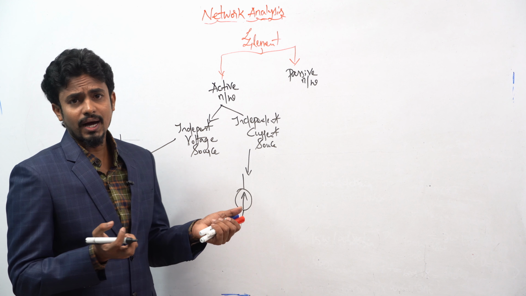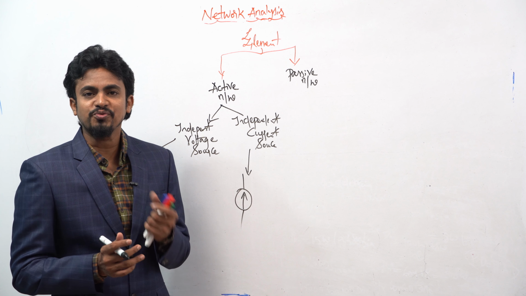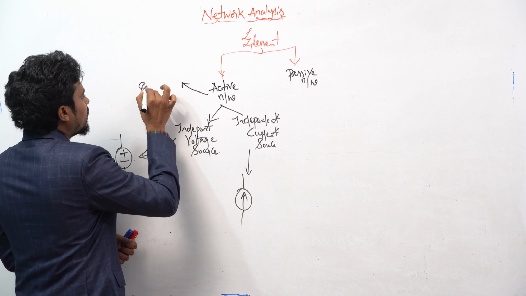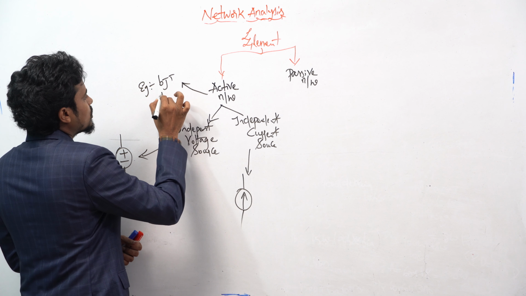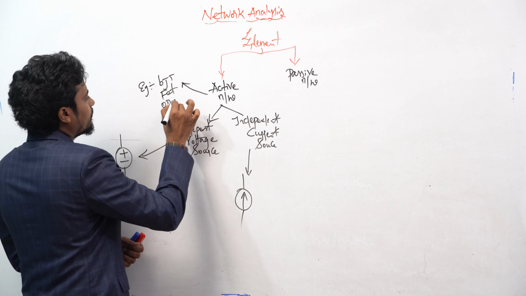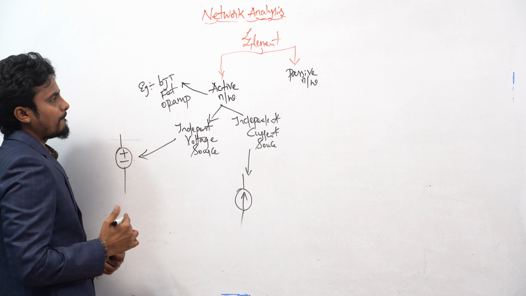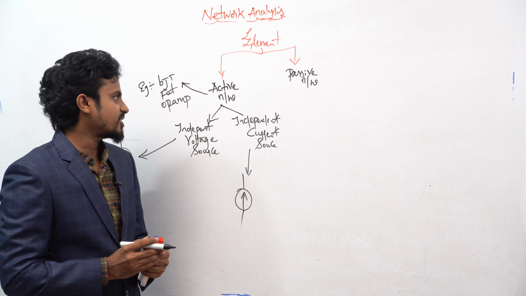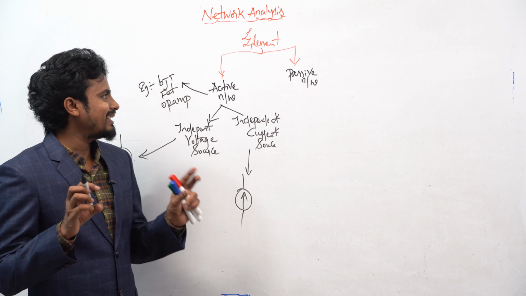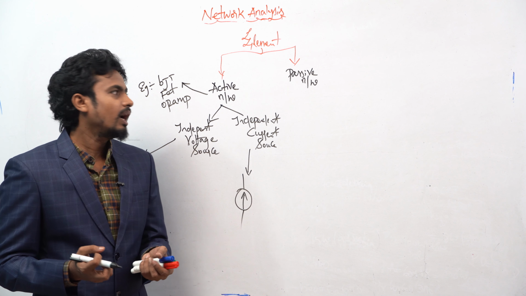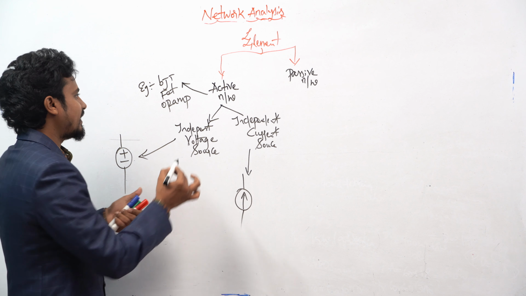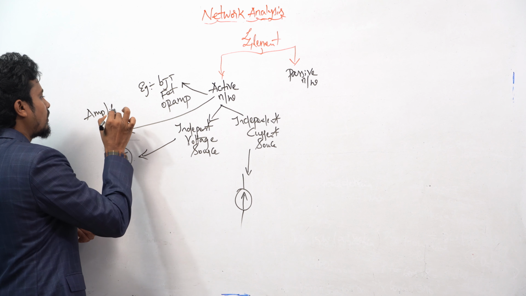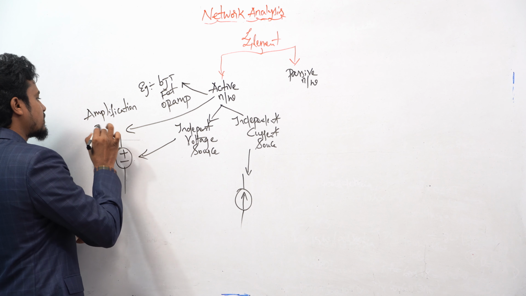Now, what are the amplification properties and what are the examples of this type of active network? The best examples are the BJT, the FET, and the op-amp: bipolar junction transistor, field effect transistor, and operational amplifier. The main reason we use these active networks in practical applications is that they have amplification properties.